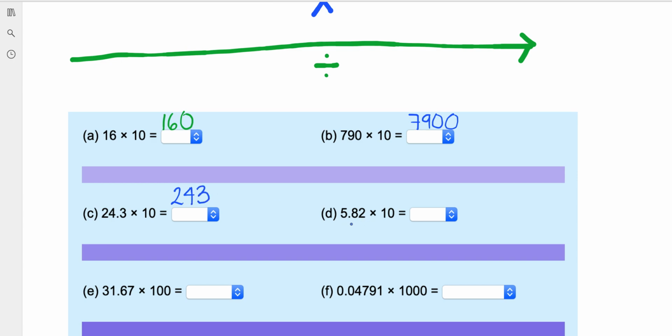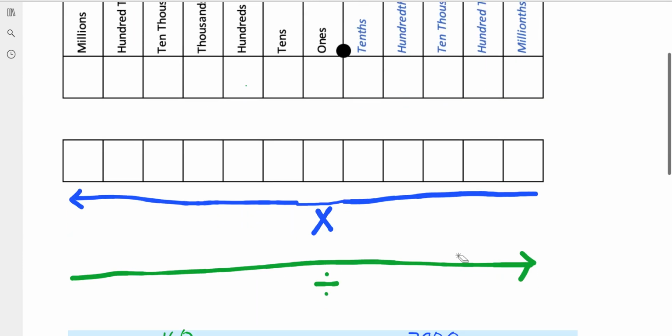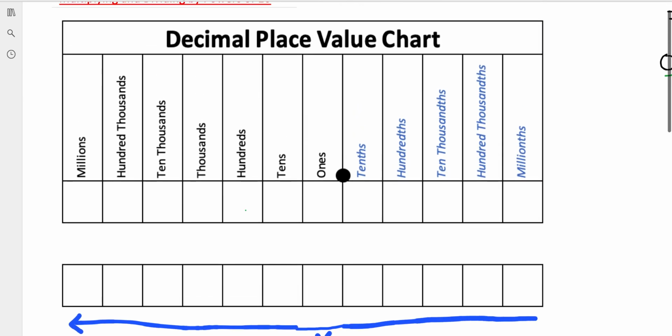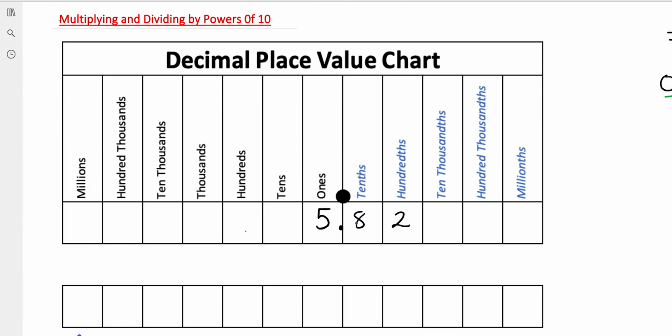Then 5 and 82 hundredths times 10. And of course I already forgot. 5 and 82 hundredths. Multiplying by 10, I think it was. Yes? Sorry, girls. Okay, so multiplying by 10.